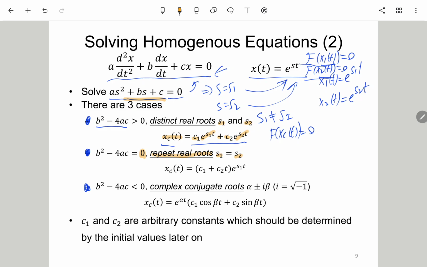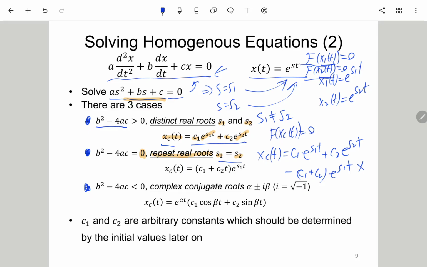s1 equals s2. If you still follow the earlier case and write xc(t) equals c1 exponential s1t plus c2 exponential s2t, and s1 and s2 are actually the same, it turns out to be (c1 plus c2) exponential s1t. Because s1 and s2 are equal to each other, they turn out to be a single function. So in this case you have missed something.